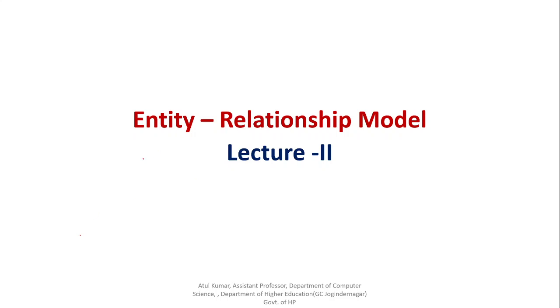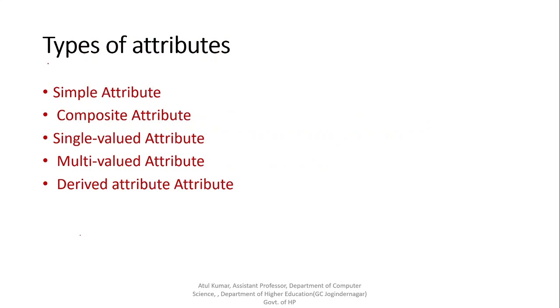In the previous video lecture, we learned about some basics of the entity relationship model. We learned about what is an entity and what is an attribute. So in this video lecture, I will discuss types of attributes in the ER model. There are different types of attributes in the ER model. We have simple attribute, composite attribute, single-valued attribute, multi-valued attribute, and derived attribute.